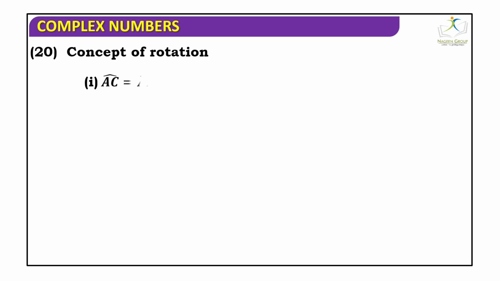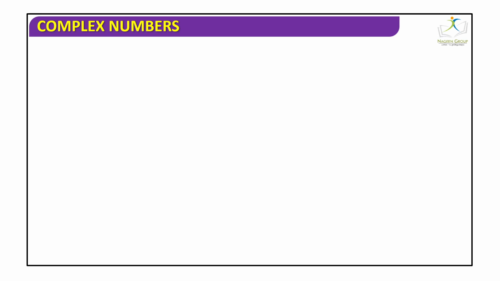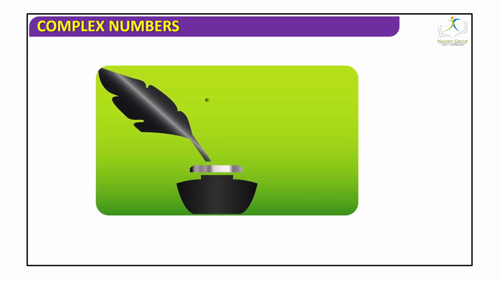Now, the concept of rotation. We derived unit vector of AC is equal to unit vector of AB into e iota theta. That will be vector divided by magnitude. So, it's Z3 minus Z1 by modulus of Z3 minus Z1, equal to Z2 minus Z1 divided by modulus of Z2 minus Z1 into e iota theta. So, these are the results we need to understand so that we can use them in other questions. And the upcoming questions will be very important for you.